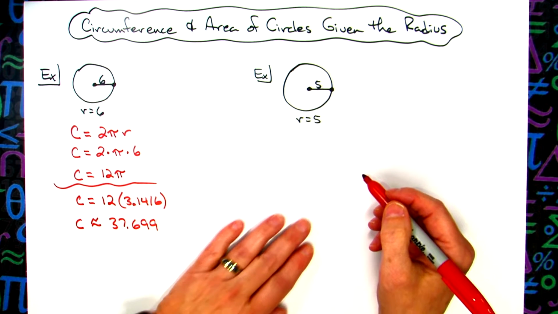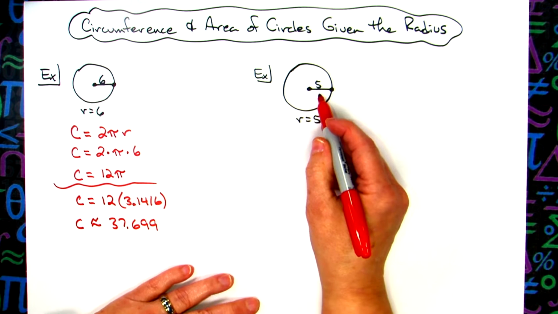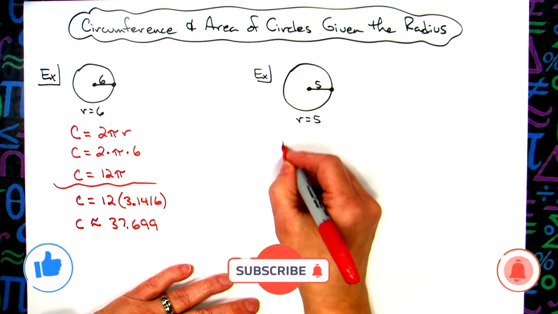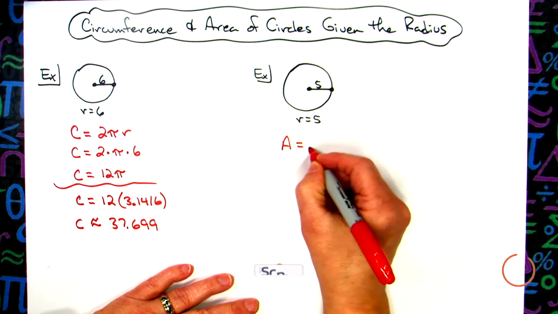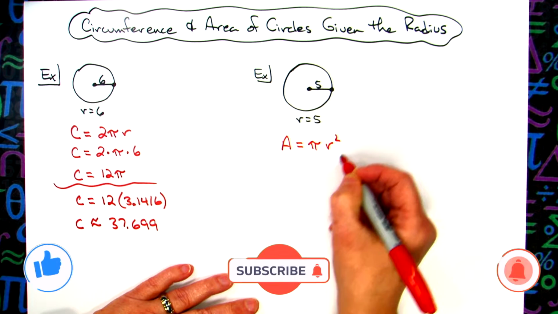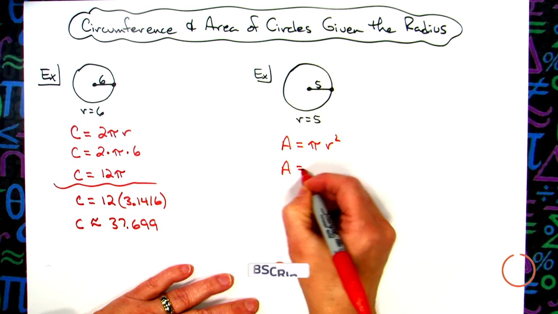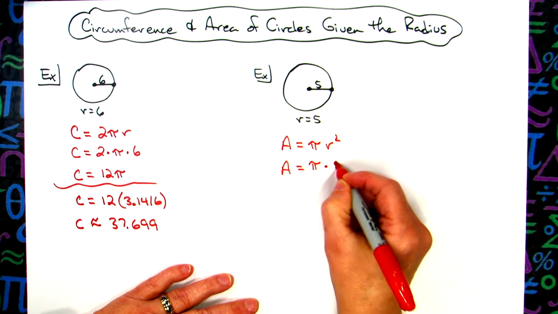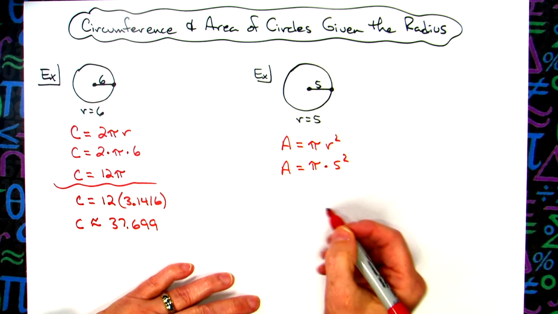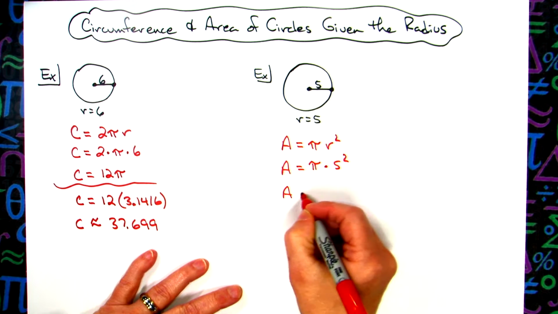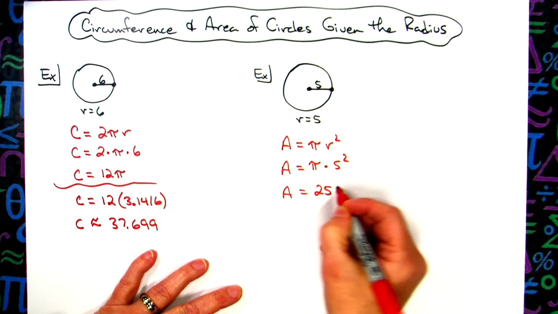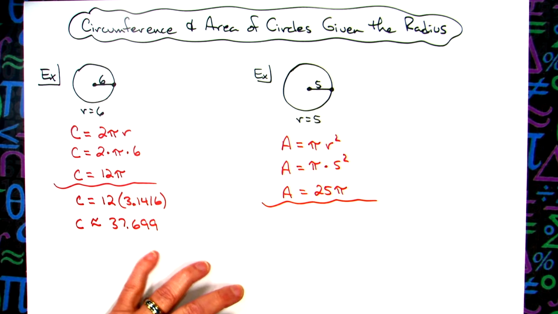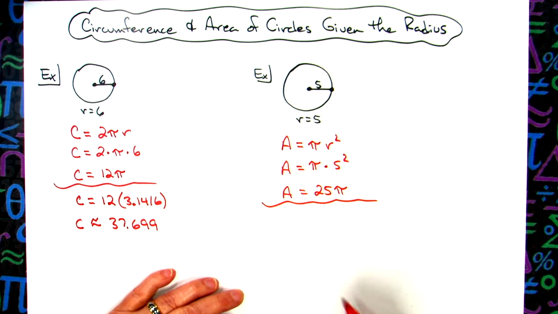Here in the second example, let's say we have a radius of 5, and this time we want to find the area. Again, we need that formula, so capital A for area equals pi r squared. Then I'm going to substitute in the radius of 5, so I'll have pi times 5 squared. 5 squared is 25, so I'm going to write that in front of my pi, so it'll look like 25 pi. If you are fine leaving your answer in terms of pi, then that would be it.